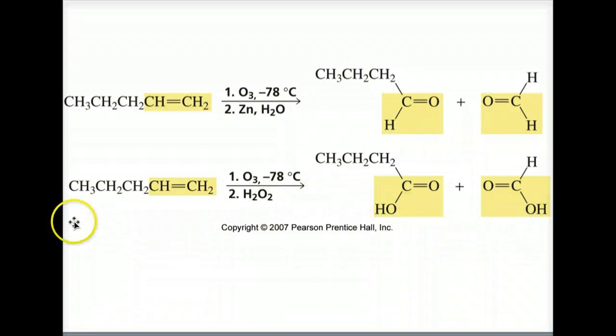So the ozonolysis of 1-pentene followed by reduction, the second step, gives butanal and formaldehyde. The ozonolysis of 1-pentene followed by oxidation, the second step, yields butanoic acid and formic acid. So in summary, keep in mind the 1-carbon fragment obtained from the reaction of a terminal alkene with ozone, O3, will be oxidized to formaldehyde if the ozonide is worked up under reducing conditions, and to formic acid if it is worked up under oxidizing conditions.